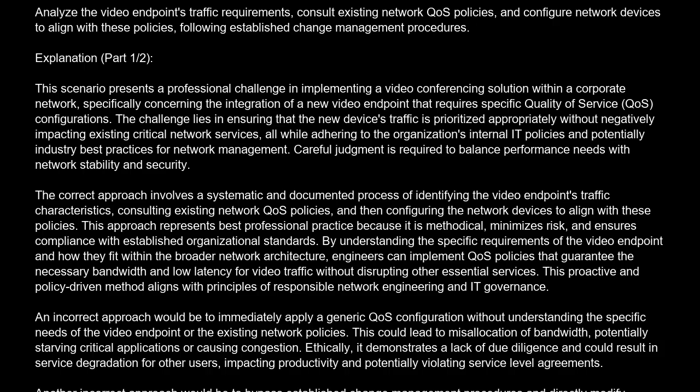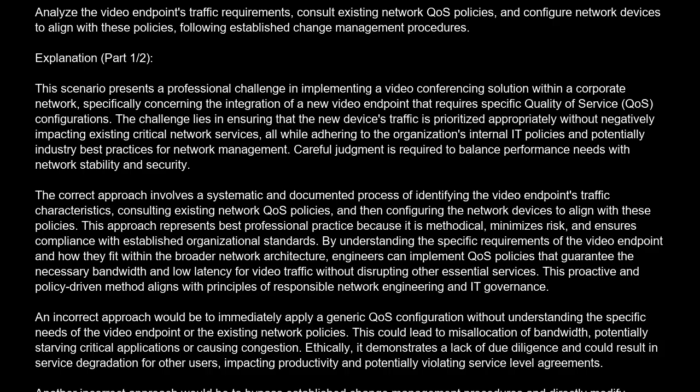Explanation: this scenario presents a professional challenge in implementing a video conferencing solution within a corporate network, specifically concerning the integration of a new video endpoint that requires specific quality of service, QoS, configurations. The challenge lies in ensuring that the new device's traffic is prioritized appropriately without negatively impacting existing critical network services, all while adhering to the organization's internal IT policies and potentially industry best practices for network management. Careful judgment is required to balance performance needs with network stability and security.